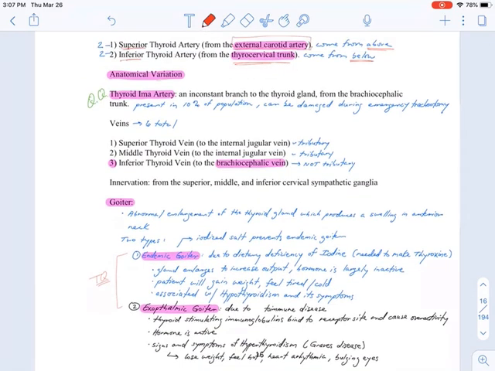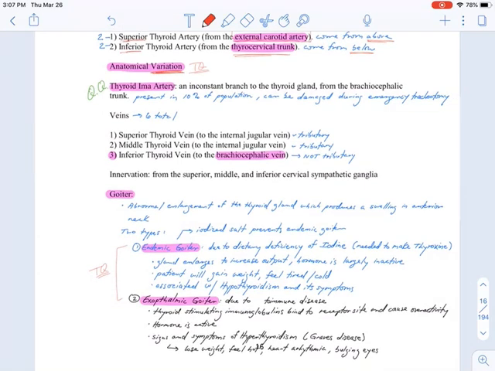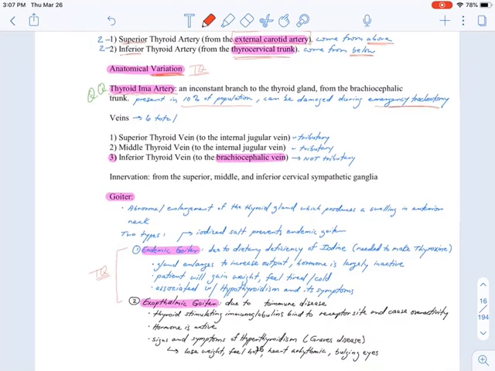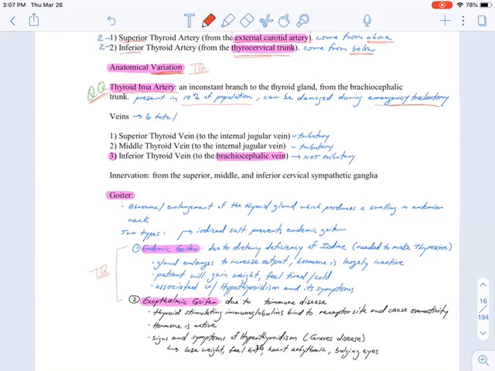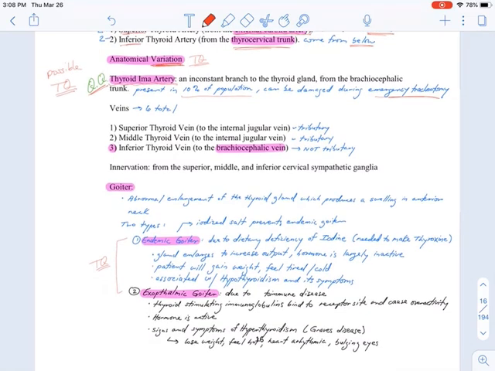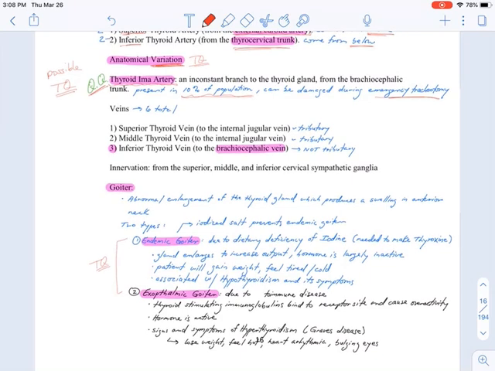Anatomical variation, again, we see variation. Every time you see variation, think potential test question. In this case, we're talking about the thyroid ima artery. It's present in about 10% of the population, and it can be damaged via emergency tracheotomy. This one is typically a quiz question. I'm not sure if he's having you guys do quiz questions or how your lecture's going, but if it's not a quiz question, it can be a possible test question. The thing there is just knowing that 1/10 of our population has it, and it can be injured during a tracheotomy.